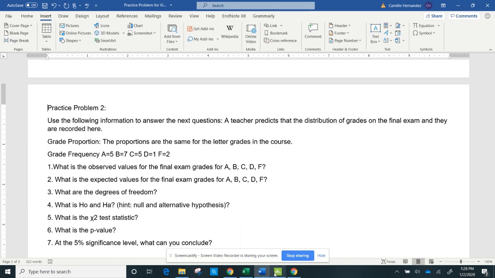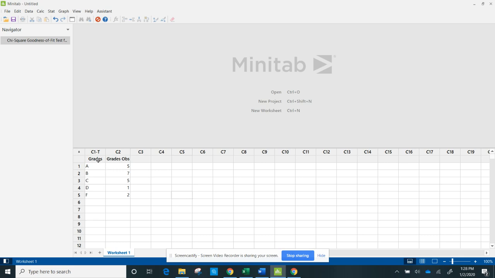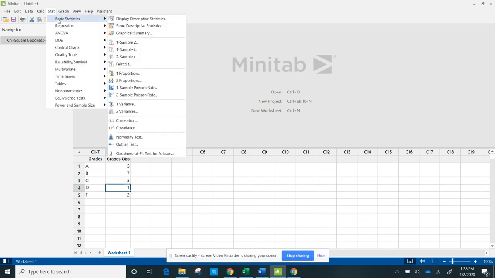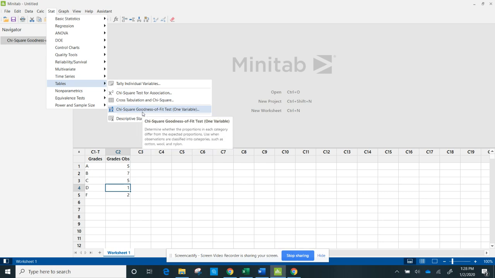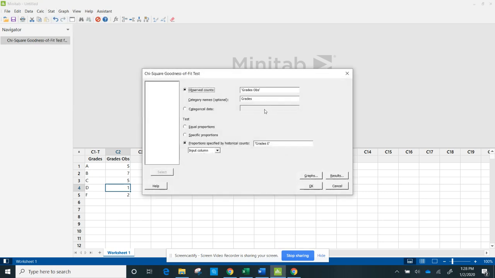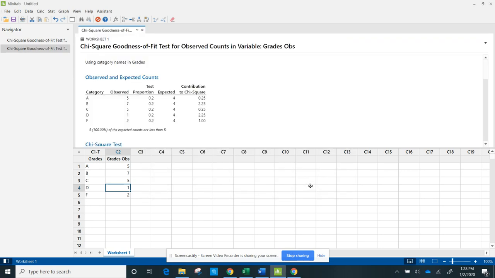So I'm going to go to Minitab. I have my grades in here and I have my observations. Okay. So then I'm going to go to stats and I'm going to go to basics, I'm going to go to, I'm all messed up today, tables, and I'm going to go to chi-square goodness of fit test. Click on it. So I have my observed in here and I have my category of grades and I'm going to do equal proportions. Why? Because remember it said equal proportions is what it was looking at. So I hit OK. And I get something.